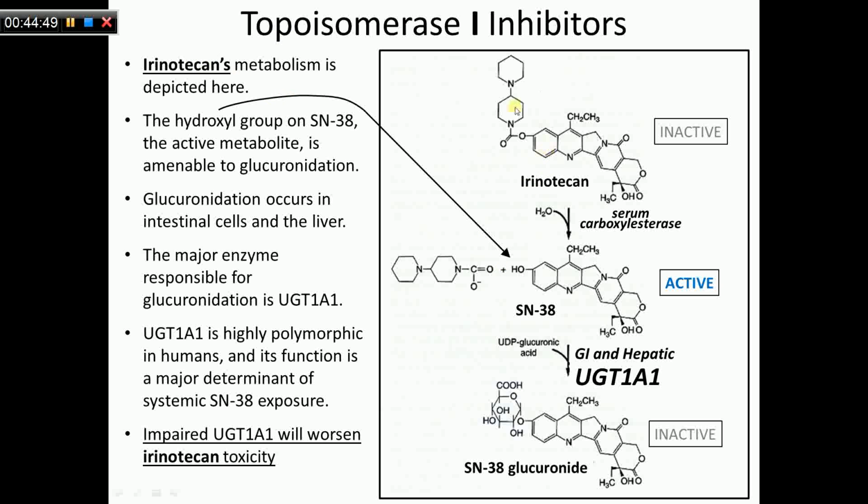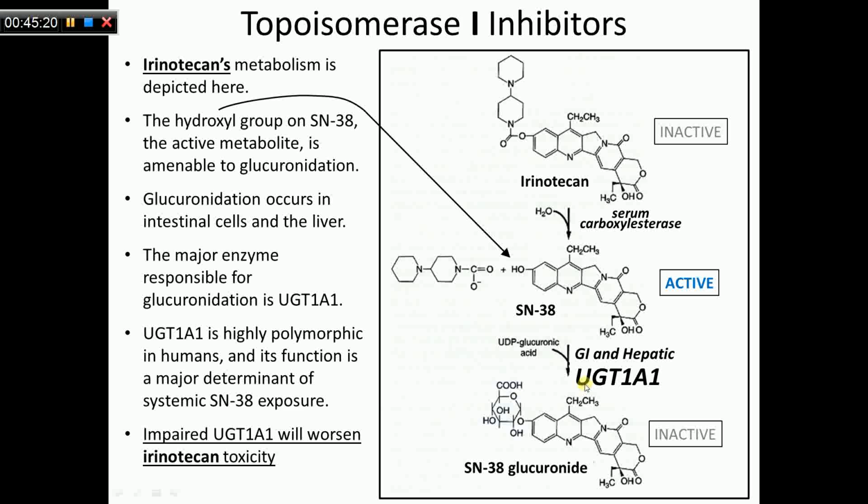Now, this is irinotecan's metabolism. Irinotecan is given IV, and it's inactive, but it very rapidly becomes metabolized. It gets metabolized to SN-38 by a serum carboxylesterase. So you do have metabolic activity in your blood, believe it or not. Okay, so it's not just liver, kidney, and other organs, but the bloodstream has metabolic activity, and esterases are very common in the blood. So irinotecan gets broken down into the SN-38 metabolite, which is very active.